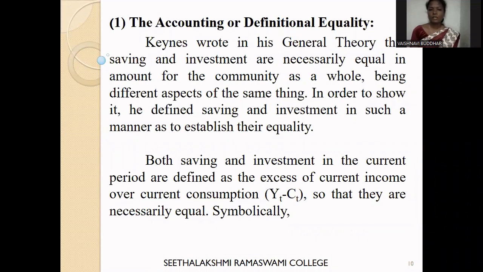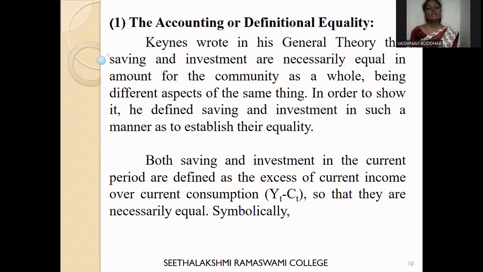According to Keynes, accounting or definitional equality. What does it mean? Definitional equality. Yes, according to Keynes, in his General Theory, saving and investment are necessarily equal in amount for the community as a whole. Of course, saving and investment should be available enough to the economic activities as a whole, being different aspects of the same thing. In order to show it, he defined saving and investment in such a manner as to establish their equality, because he tried to reveal the equality. The steps to attain the equality between saving and investment.